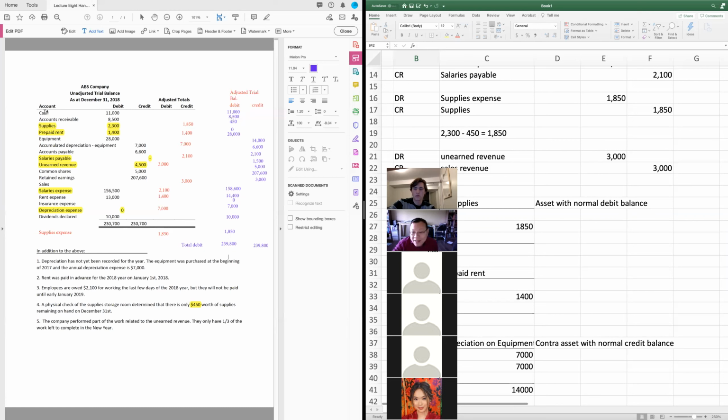So for cash, there's no adjusting entry made onto cash. So that balance won't change, right? For supplies, originally it is 2,300 debit, and now we credit 1,850. So now they have a remaining 450, right? So that's your adjusted balance. Similar ideas, right? You can see I made all this adjustment, okay? Do we have any questions on this?